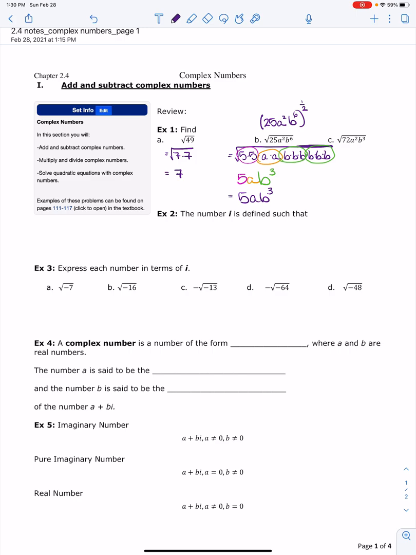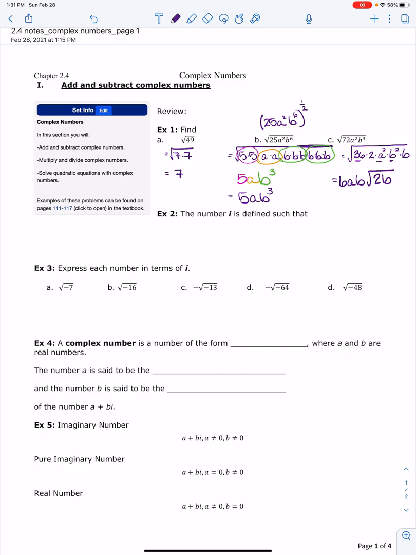So C. Let's see how I can break this down into perfect squares. 72 is 36 times 2. A squared's already a perfect square. I got b squared times an extra b. I am going to pull out the perfect square parts. Square root of 36 is 6. Square root of a squared is a. Square root of b squared is b. And then I'm going to leave this 2b under the radical, because those are not perfect squares and cannot get pulled out.